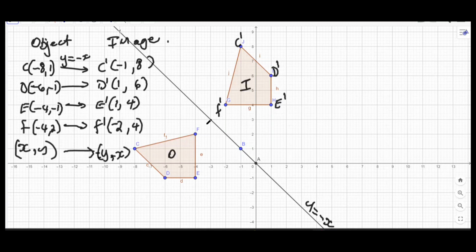And that's a way in which you can easily reflect any object across y is equal to -x.